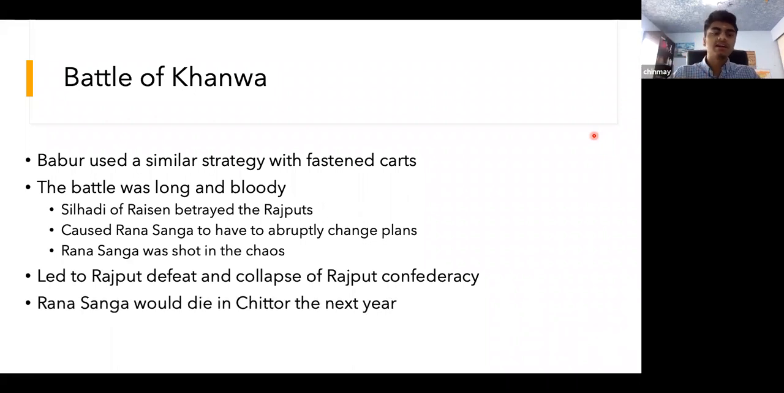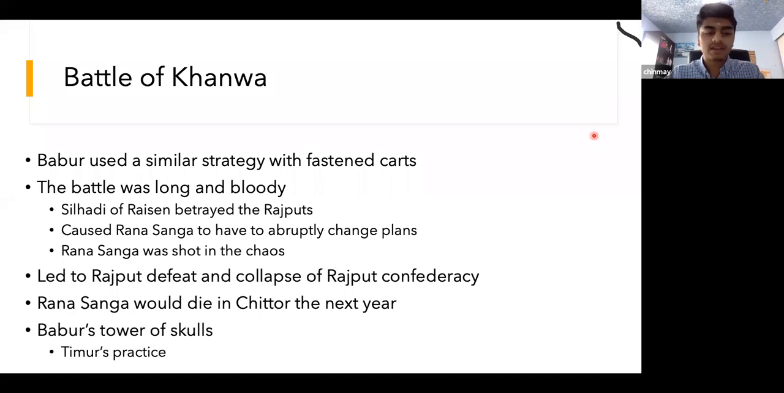And eventually, a year after this war, Rana Sanga would die in Chittor. It's believed that the reason he died in Chittor was that he was poisoned by his own chiefs. Because what Rana Sanga wanted to do was launch another attack on the Mughal Empire, because this one had fallen apart because of many factors, such as Siladi betraying the Rajputs. But it's believed the chiefs did not think that invading the Mughal Empire was the right move. So they poisoned and killed him.